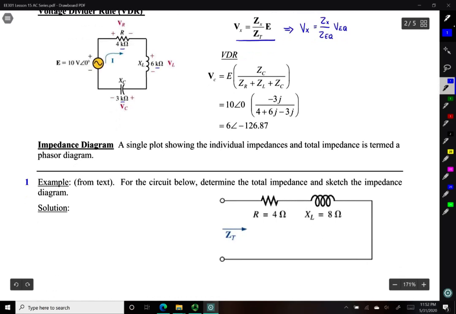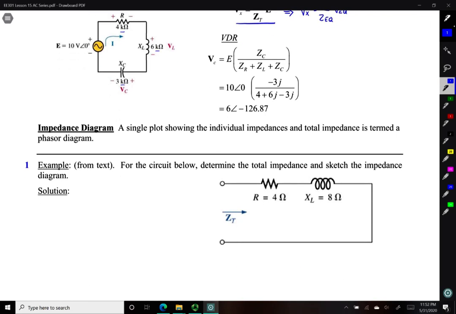Right. So we can actually plot the impedances on a single plot, showing the individual impedances, and by using the vector sum we can come up with the total impedance for a given circuit, and this is referred to as an impedance diagram. It is not technically a phasor diagram because an impedance does not correspond to any time varying term. It is a constant value for a given frequency, so it is part of an impedance diagram and not a phasor diagram.